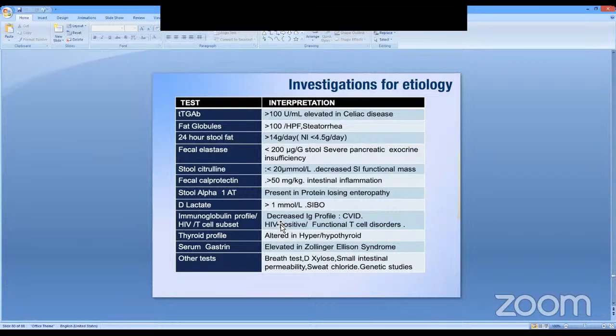Immunoglobulin profile is also a good indicator of common variable immune deficiency or functional T cell disorders or HIV also. Thyroid profile, it may be hyper or hypothyroid. Serum gastrin indicates patient having Zollinger-Ellison syndrome, and some other tests not done routinely nowadays. Breath hydrogen test for lactose intolerance, D-xylose for small intestinal function, sweat chloride for cystic fibrosis, and genetic studies.